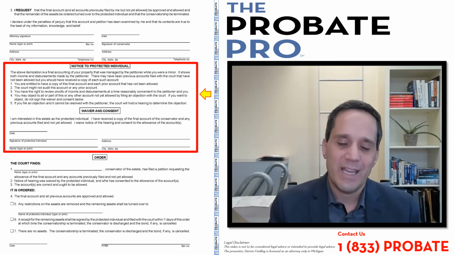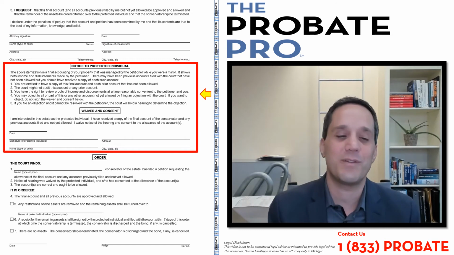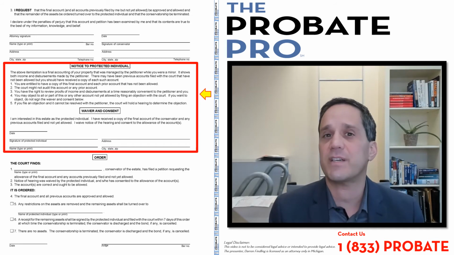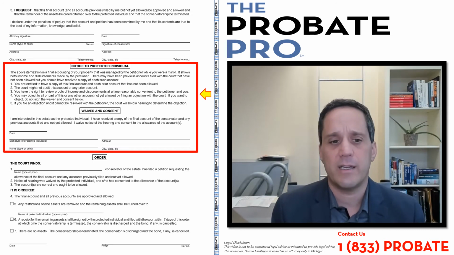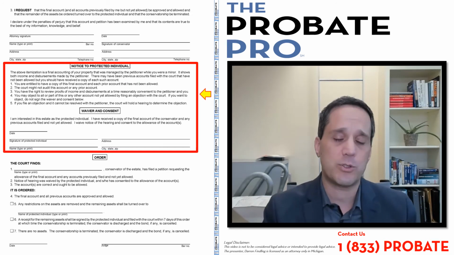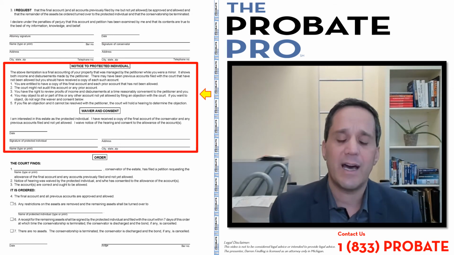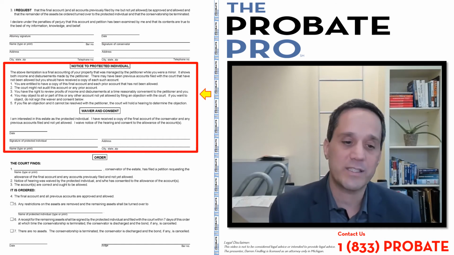It's giving you a warning. Waiving and consenting means exactly that. You're waiving and consenting. So if you don't want to do that, don't sign it. So here the waiver and consent area says that I'm interested in the estate as the protected individual. I've received a copy of the final account of the conservator and any previous accounts that have occurred. So you're making that assertion, and that you waive notice of hearing and consent to the allowance. So again, you're waiving the opportunity to be in front of a judge, you're consenting, you're stipulating, you're agreeing. So don't sign it unless everything lines up and is accurate. You sign. Signature of protected individual means the individual who's now an adult who was under protection.